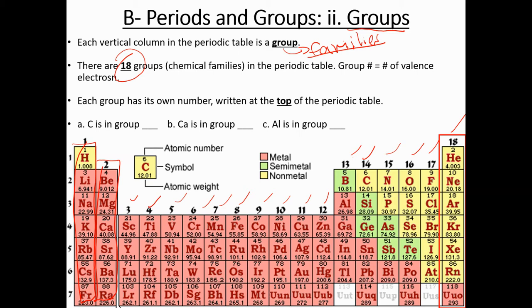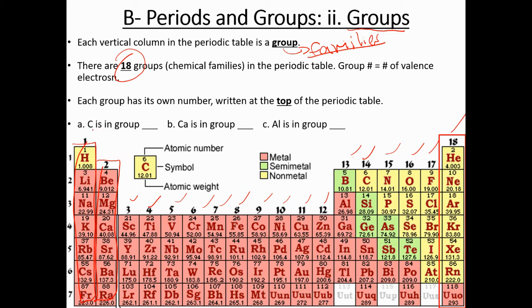And what I want you to get is that over here we have the group number written on top, but if they're not written on top, you need to know that number 1 starts on the left side and 18 is on the right side all the way at the end. So we can identify what group elements are in.